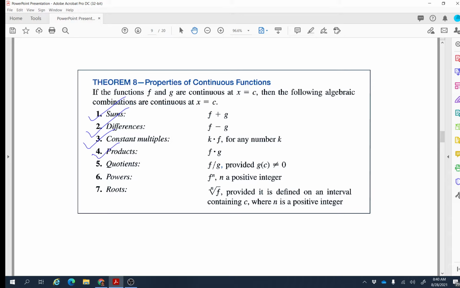The product should be continuous. Division or quotient should be continuous, but make sure that the value of the function in the denominator at that particular point should not be equal to 0. The power of a continuous function with a positive integer power should be continuous, and roots of a continuous function should be continuous.